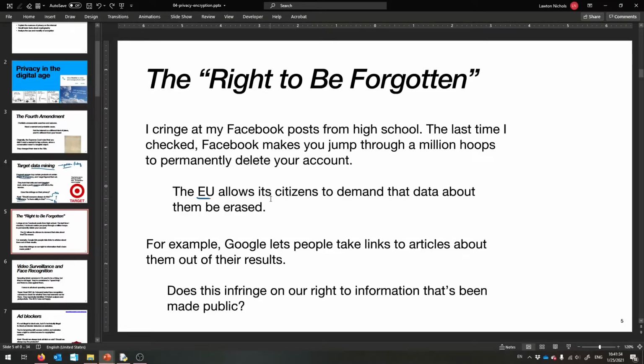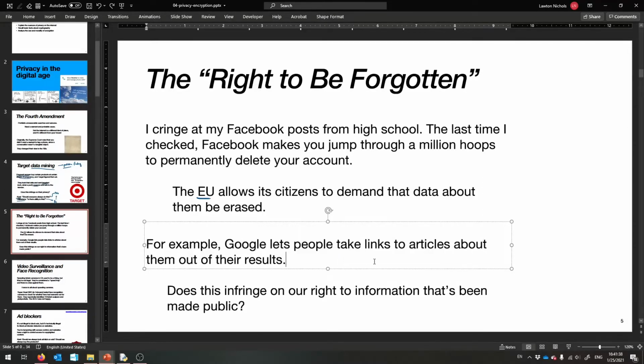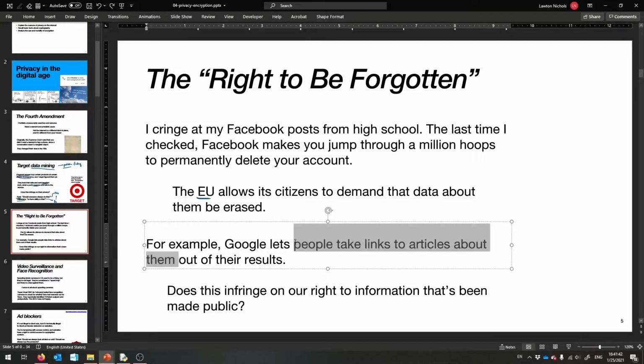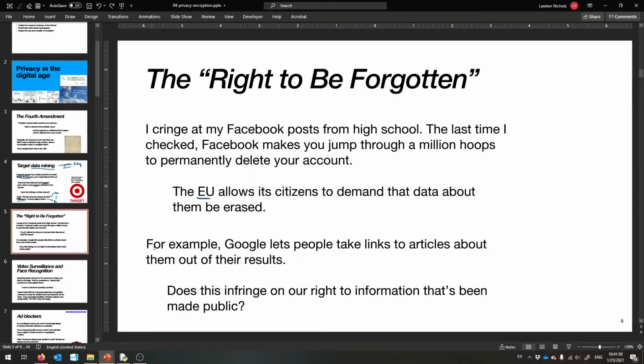Okay, so let's talk about Google now. For example, Google lets you take links to articles about you, so these articles were about those people, out of their results. Ooh, that's interesting. So even if they did something stupid, and they were like the butt of a joke in the news, they can still take their names out of it. Okay, they can be forgotten.